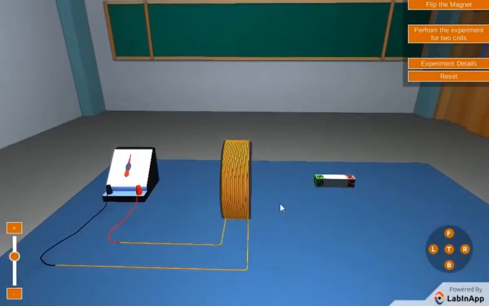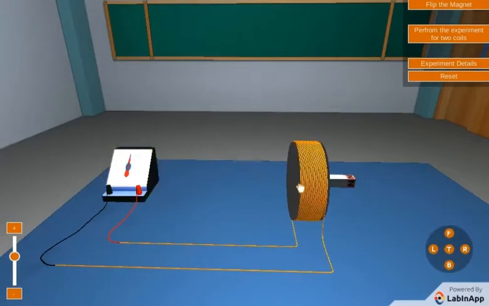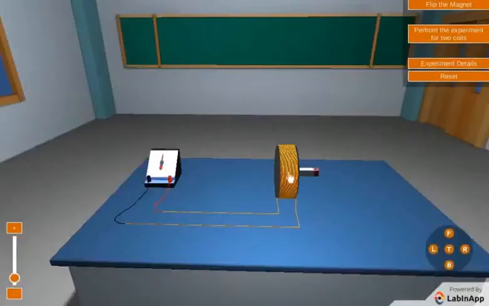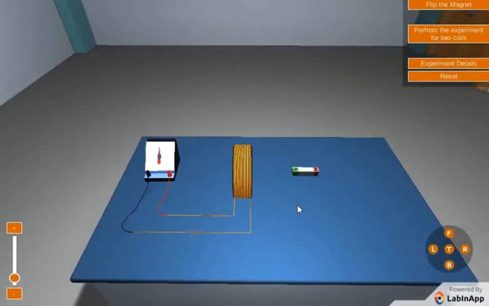The galvanometer needle deflects towards the right when the coil is moved towards the north pole of the magnet. Similarly, the needle moves towards the left when the coil is moved away. Deflection of galvanometer drops to zero when coil is kept stationary.